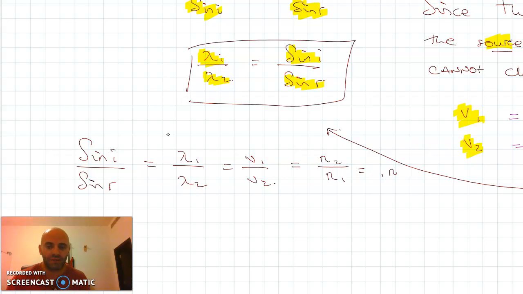So I've got the whole thing now. Sine i over sine r, which is the refractive index of the material, is equal to lambda 1 over lambda 2, the ratio of the wavelengths, which is equal to the ratio of the velocities. This is the bit they wanted us to prove. And for the last part, I think they asked us for the ratios of the two refractive indices. And that's basically what it is anyway.